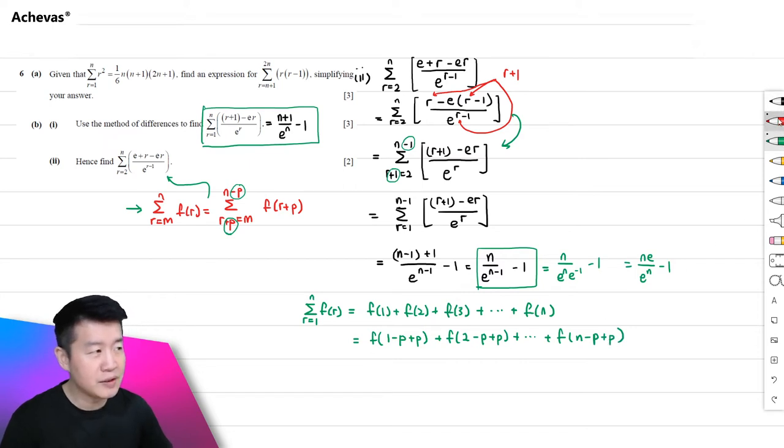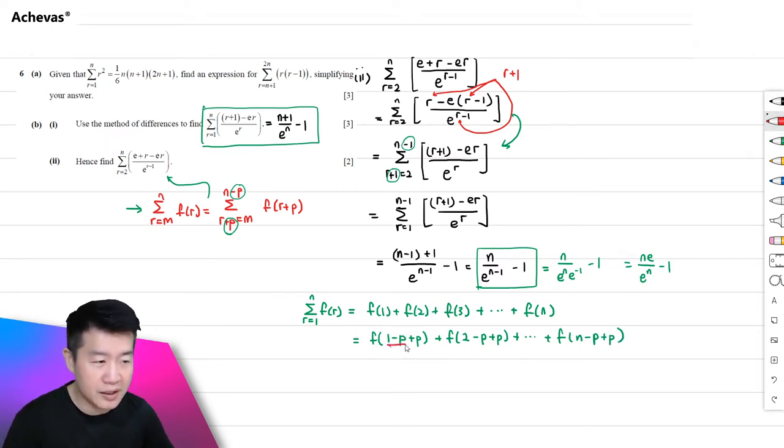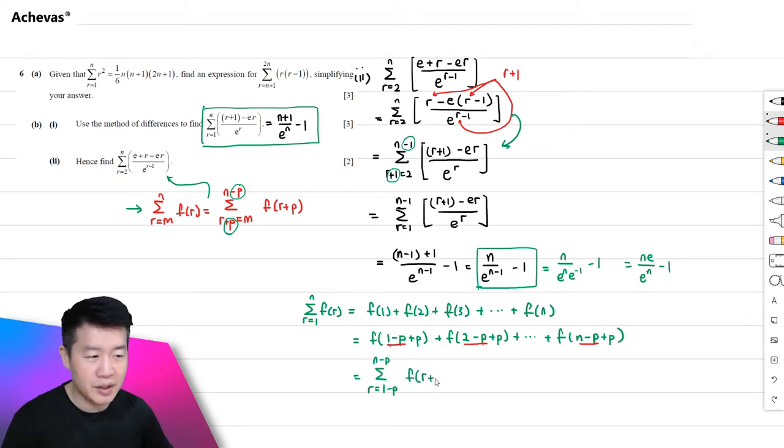And I'm going to now reference the new R as this, all the way until the very last R is this. Which means that if I were to rewrite this in terms of a summation notation, I can rewrite this as R starting from 1 minus P all the way until the last R is going to be N minus P, and the function will appear as F of R plus P. So for the very first R, I'm going to replace this R by R minus P, then plus P is this. The second one is going to be 2 minus P, then plus P, which is this, all the way until the very last one.